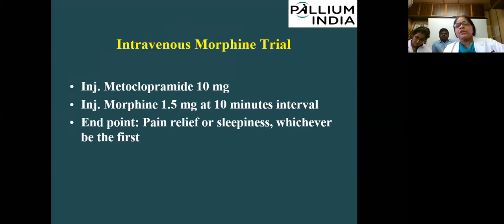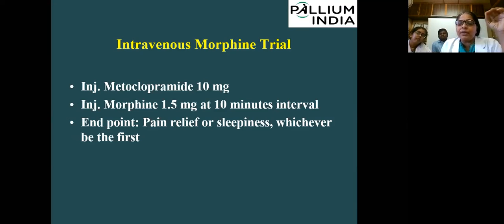So when we say morphine trial, what do we mean? Because morphine is one of those drugs which we do not give based on body weight. We give it based on the need and based on the severity. So this patient had nociceptive pain, well deserving of morphine. It was a 10 on 10. But how do I start it?